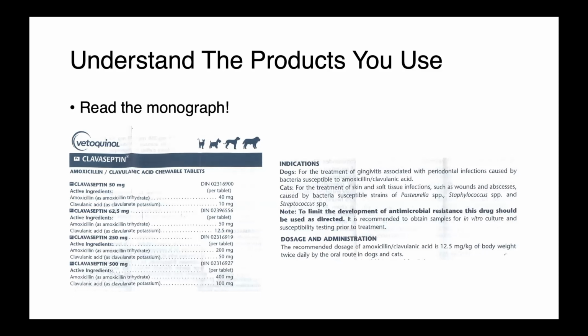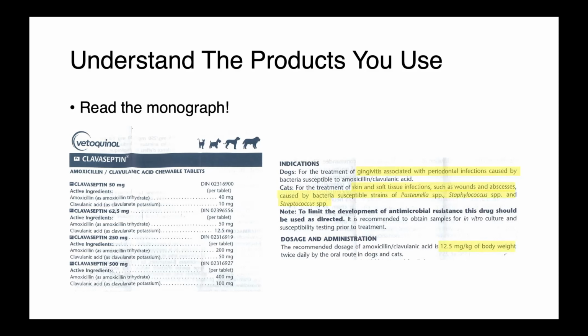It's really important to understand the products you use. What are they actually labeled for? What species are they labeled for? And what are the dosing recommendations? So here we have a monograph for Clavaseptin, amoxicillin with clavulanic acid. And you can see that in dogs, it's labeled for the treatment of gingivitis associated with periodontal infections caused by susceptible bacteria. In cats, it's labeled for skin and soft tissue infections and abscesses caused by Pasteurella, staph and strep, and it's recommended to be dosed at 12.5 mg per kg twice per day.